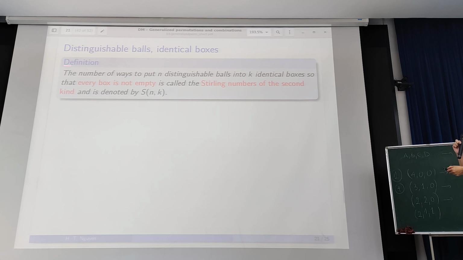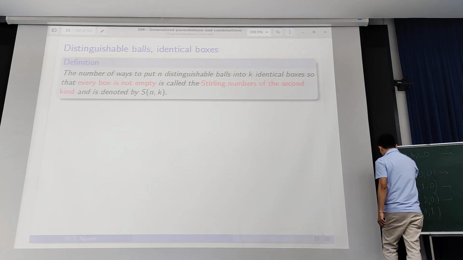If we generalize, we count the number of ways to put n different balls into k identical boxes. Here this is important. This condition is not present in the previous example, but we will see. First we need this condition for this definition, and then we can generalize. We will use this for the more general case where we allow empty boxes.